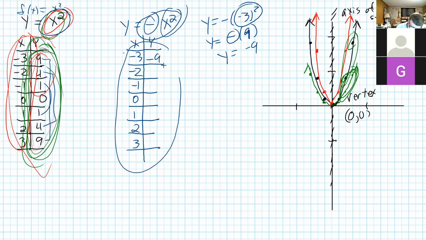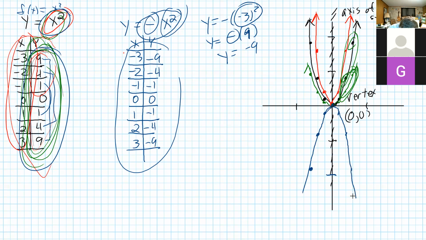So what are these going to look like compared to these? They're going to have negatives. Right, so they're going to be opposites. -0 is still 0. Well, what's that going to look like graphically? Well, -3, -9 is there. -2, -4 is there. -1, -1, 0, 0, and there. And we get a graph.